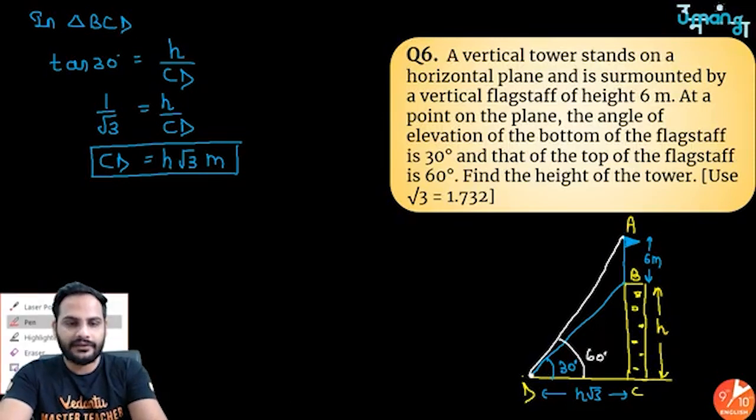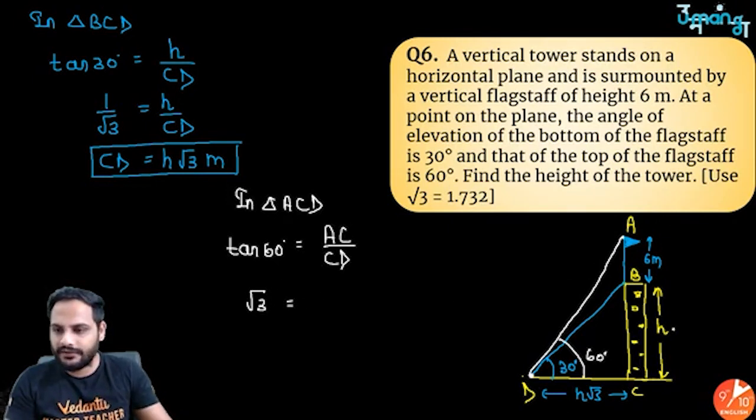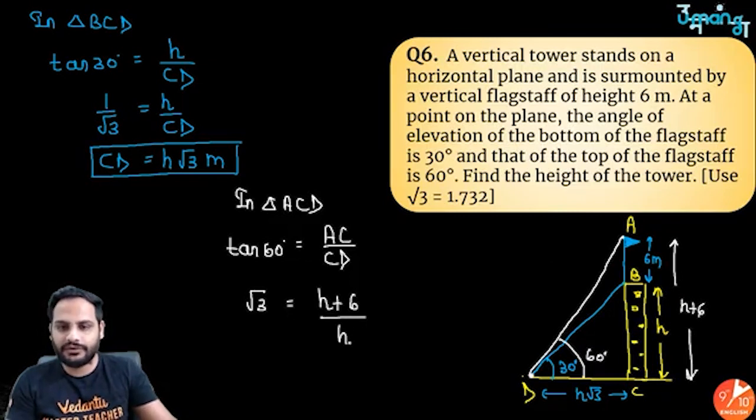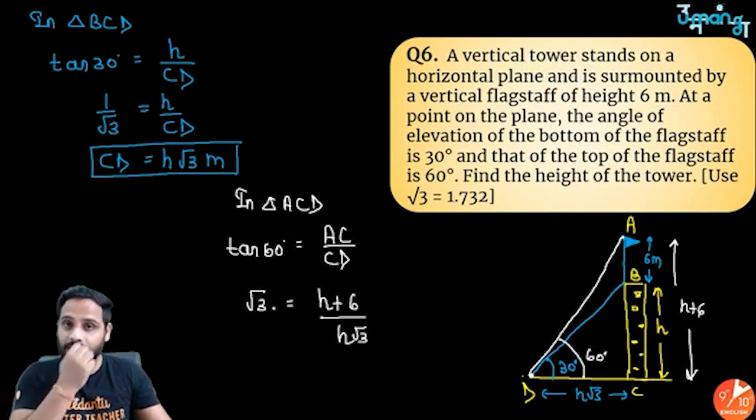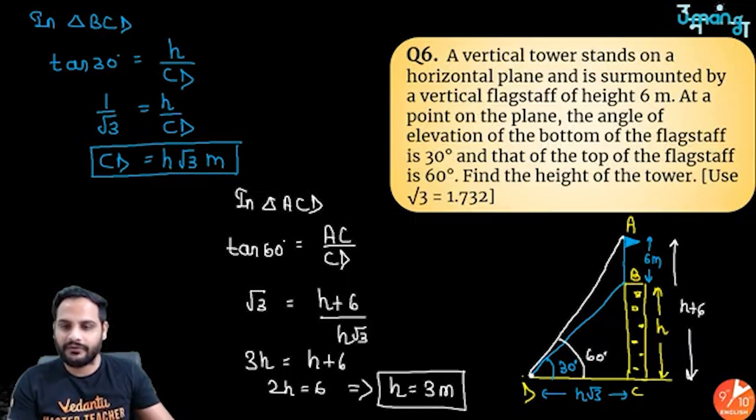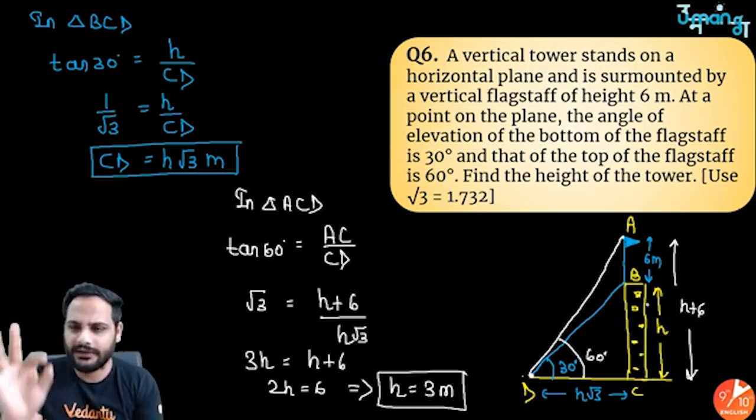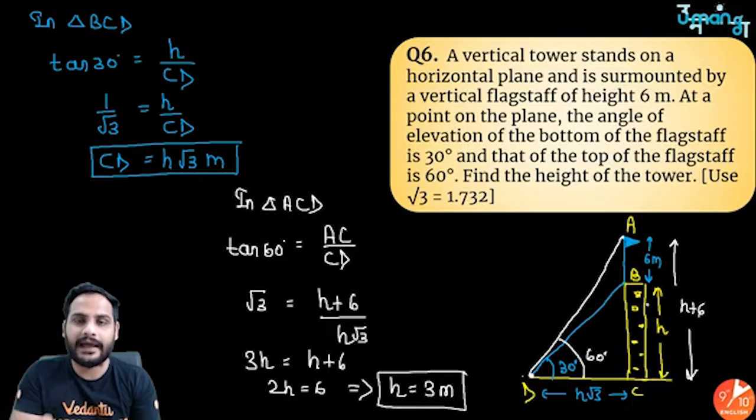Now let's go for the next triangle, which is triangle ACD. In triangle ACD, tan 60 degree is equal to AC upon CD. Tan 60 is root 3. AC is H plus 6 meters, divided by CD, which we have just got as H root 3. So H root 3 into root 3 will be equal to 3H. So 3H is equal to H plus 6. Shift H over there, 2H is equal to 6. So H is equal to 3 meters. So the height of the tower, small h, is equal to 3 meters. You can clearly understand how important it is to draw the diagram in these questions.